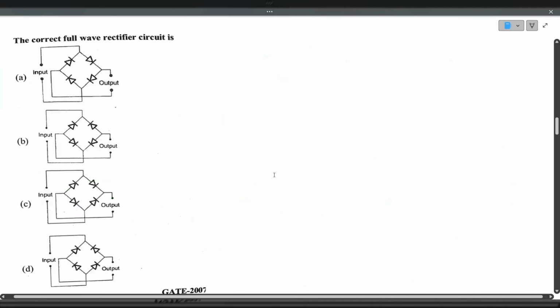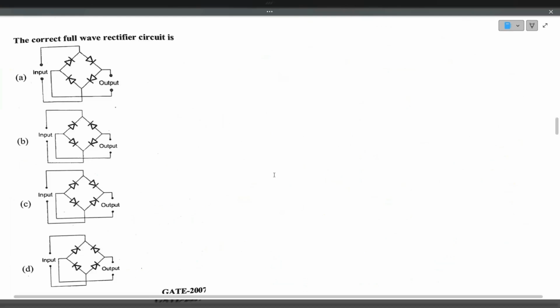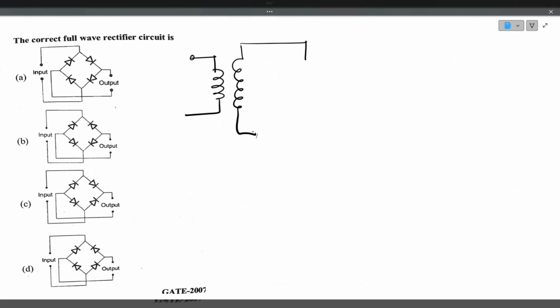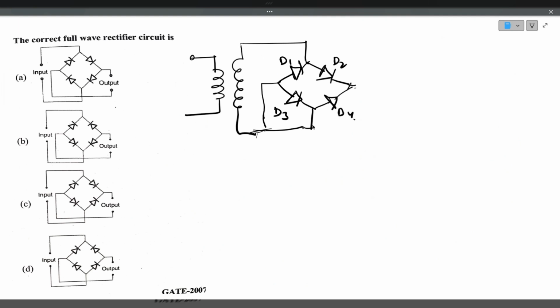The correct full wave rectifier bridge circuit, he is asking. So the bridge circuit is like this. This is the primary winding and this is the secondary winding. We know very well that a bridge circuit contains four diodes: D1, D2, D3, and D4. Output is collected at the other terminals of the diagonal. This is the output load resistance. This is the full wave bridge circuit.